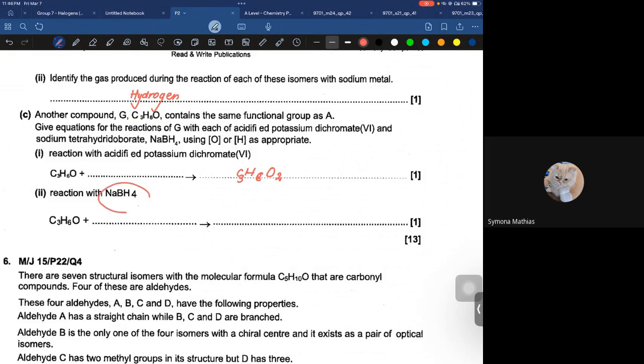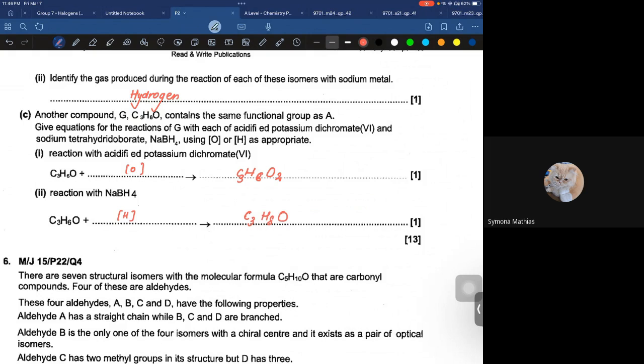And then this is a reducing agent. You have aldehyde, and it would be reduced into what? Primary alcohol. This is your reducing agent. So aldehyde can be reduced into primary alcohol. Primary alcohol means hydrogen is also added in this. So that would be C3H8O basically. Okay.